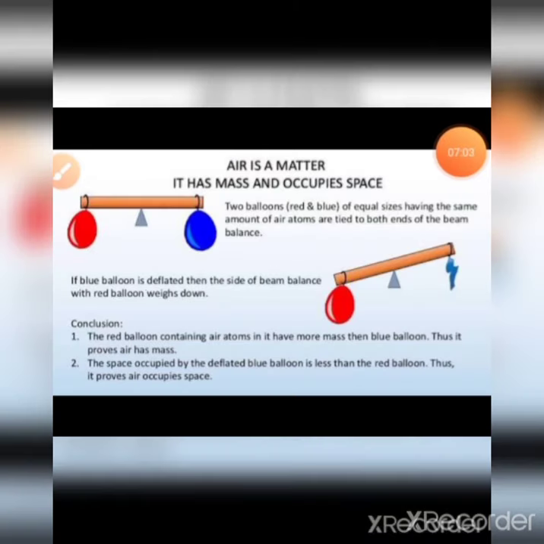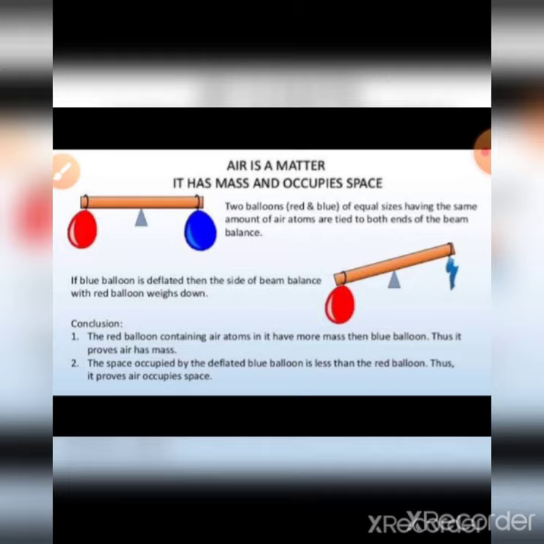Then we are going to study that air has mass. Yes, air is matter, and it has mass and occupies space. Take two balloons, one red and another blue, of equal sizes, having the same amount of air atoms. The number of air atoms means the amount of gas, just as if you were filling hydrogen in both balloons. Then the total number of atoms of hydrogen gas in each will be the same.